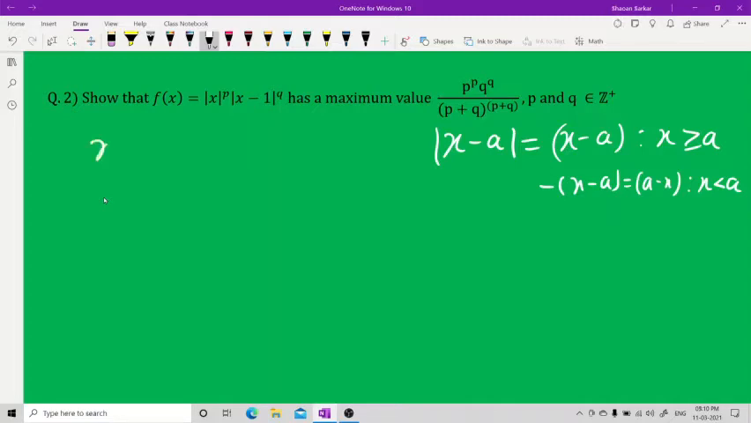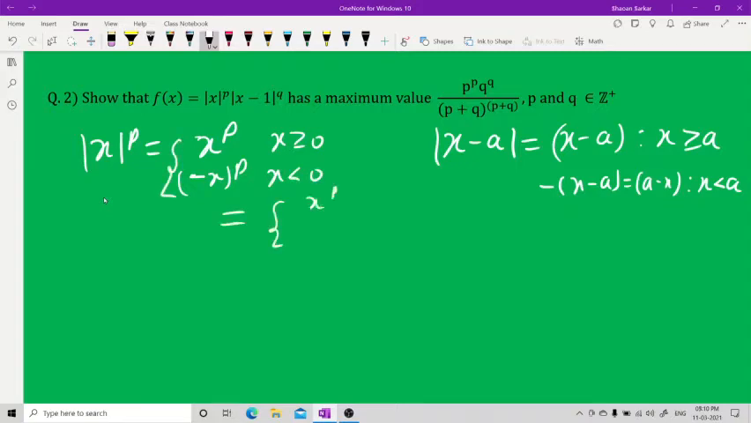Now x to the power of p is nothing but x to the power of p for x greater than or equal to 0, and minus x to the power of p for x less than 0, which is the same as x to the power of p for x greater than or equal to 0 and (-1)^p x^p for x less than 0.